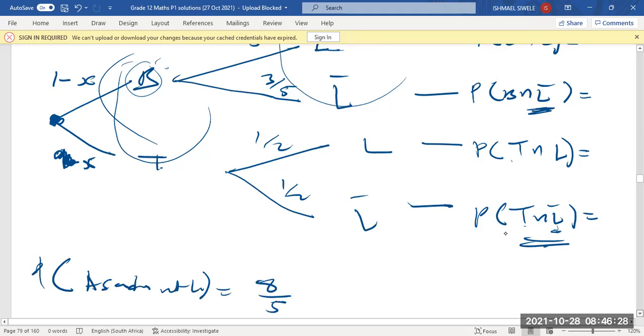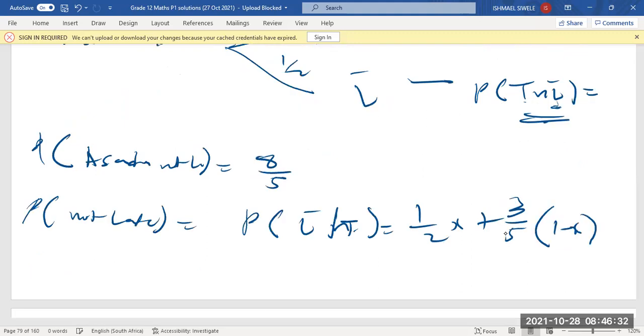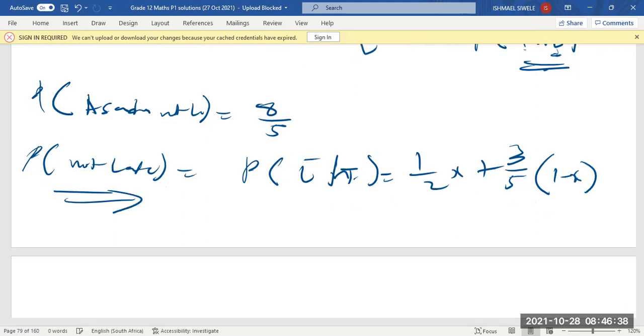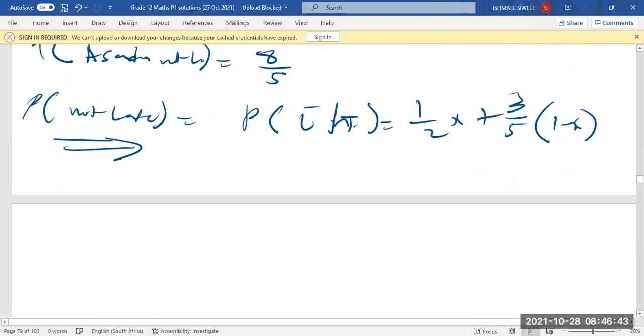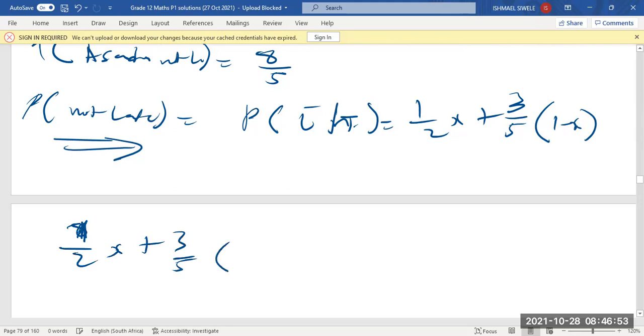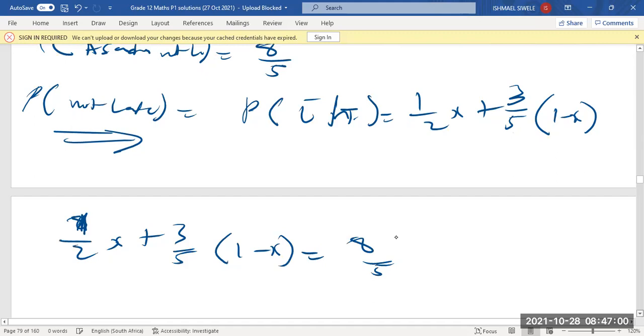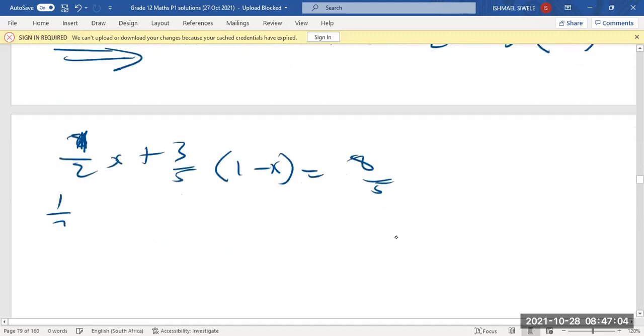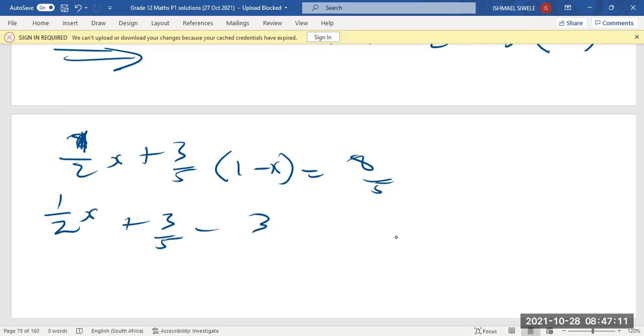We're going to have 3/5 multiplied by 1 minus x, right? So this is what we have, and we already have the total probability of not being late. So it means we can solve it when it is like this, right? We know that 3/5 times 1 minus x is equal to 8/5. Okay, so 1/2x plus 3/5 times 1 minus x is equal to 8/5. Okay, so this is what we have.